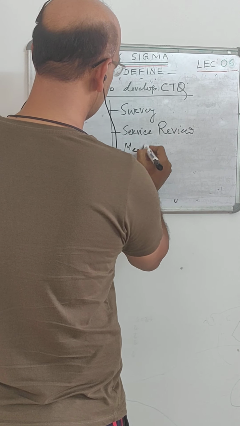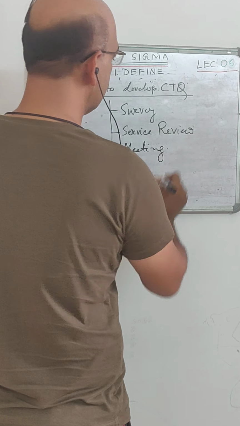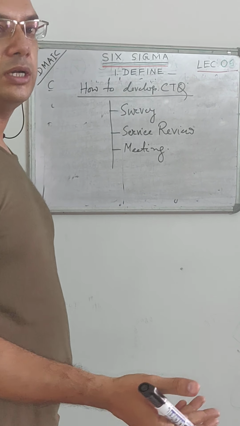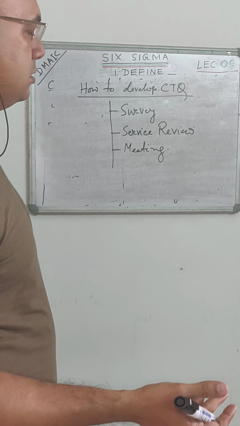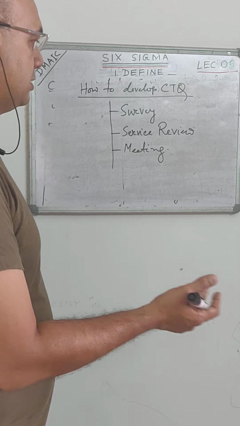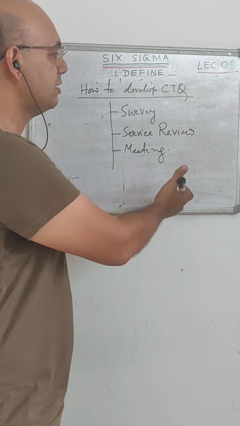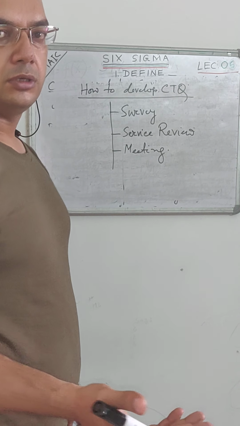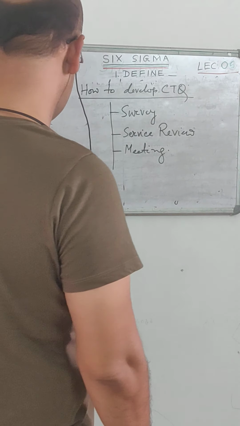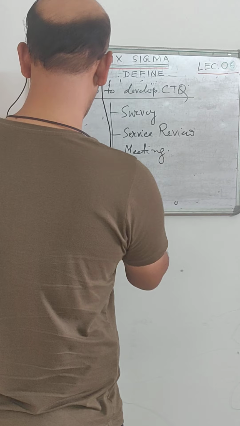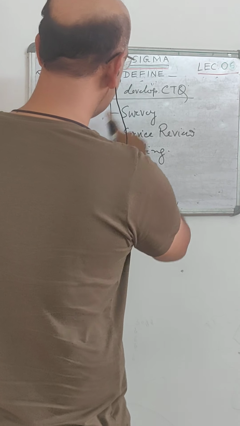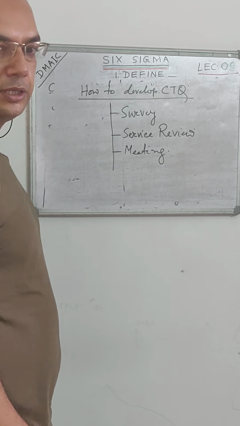Then meeting. We can have meetings with all our stakeholders, our employees, like periodic meetings, monthly meetings, all like that. So in that meeting, we can list down so many issues. That also can be done. So these are how to develop CTQs.